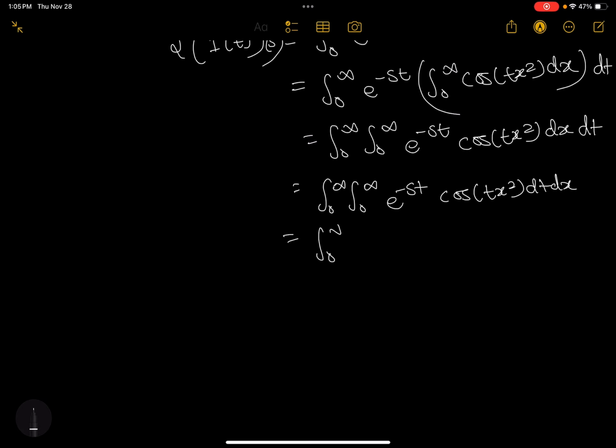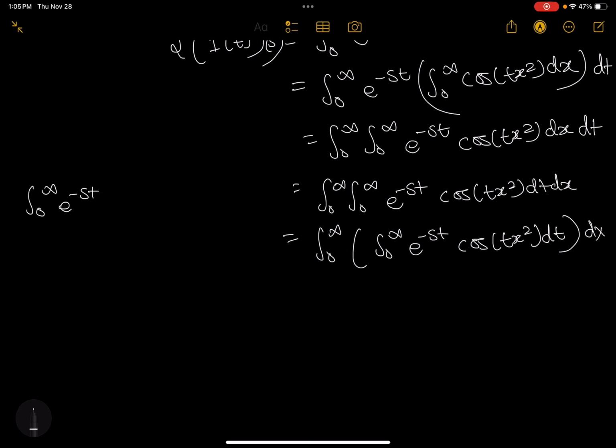Now, notice that the inside integral is a Laplace transform that we know. For this integral in terms of t, x squared is just a constant. So this is the same as the integral from 0 to infinity of e to the power minus st cos of at dt, which is the Laplace transform of cos of at. And we know that the Laplace transform of cos of at in the world of s is s by s squared plus a squared.